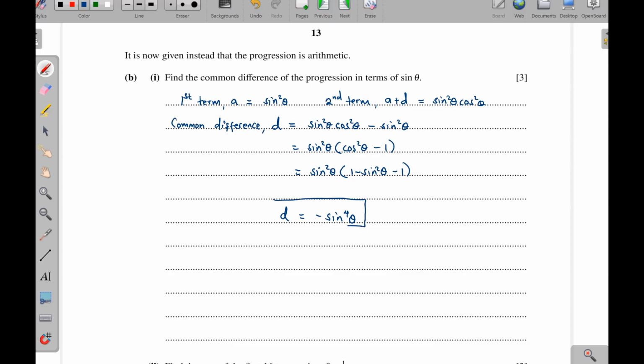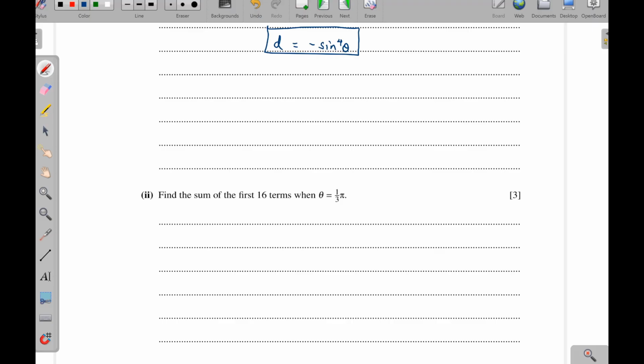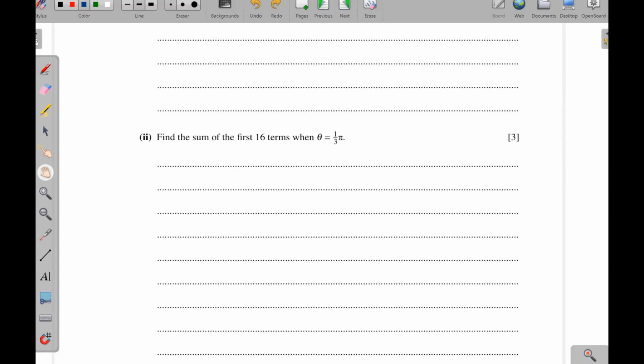And that is that. Then Roman 2, find the sum of the first 16 terms when theta is equal to pi. Now, the sum of the first n terms is equal to n over 2 times 2a plus n minus 1 times d. So our n is 16, we need the first term. So the first term is sine squared.